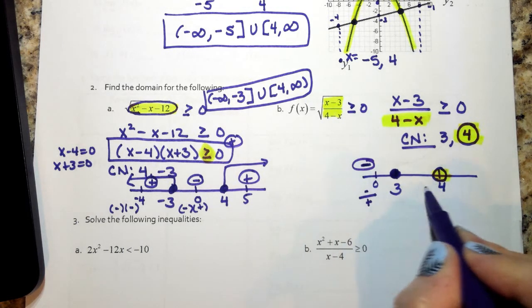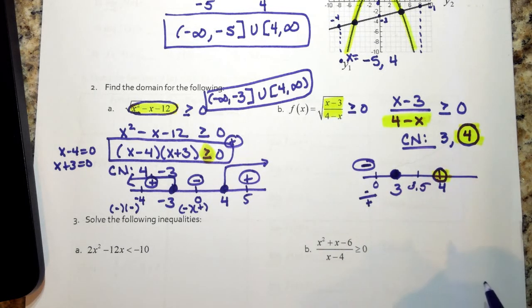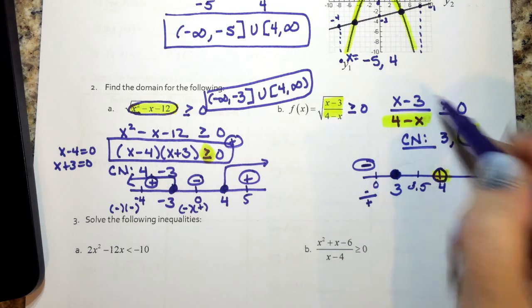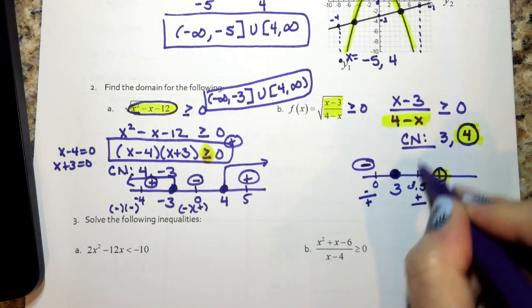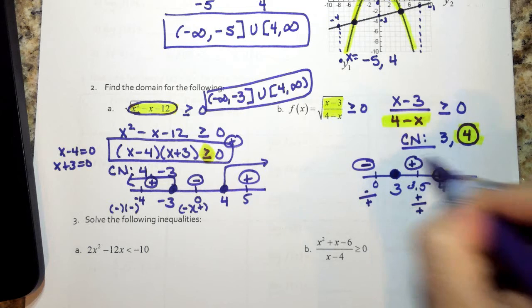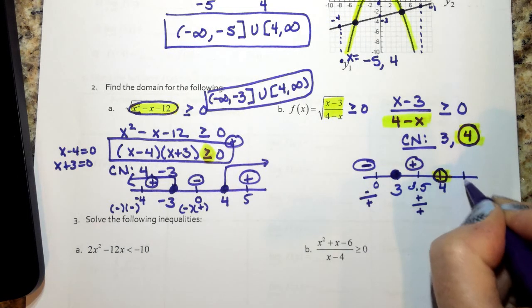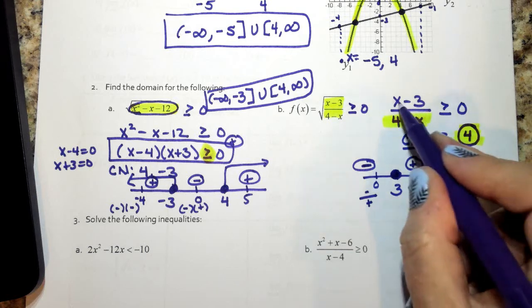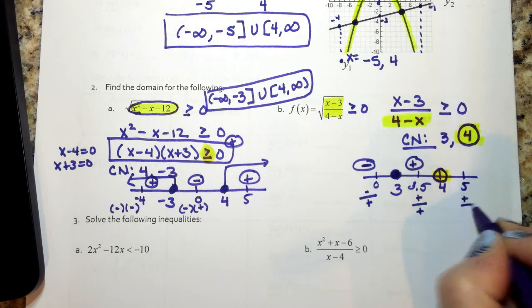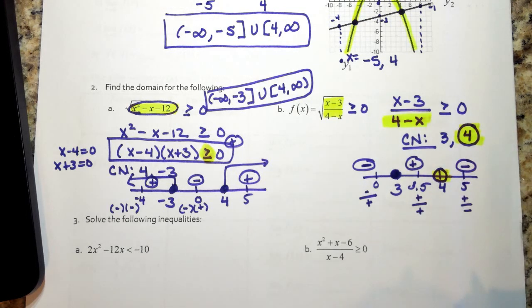Now when I pick a number between 3 and 4, I'm just going to have to use a decimal of 3.5. 3.5 minus 3 is a positive number. 4 minus 3.5 is a positive number. So I know numbers between 3 and 4 would be positive. Then finally pick a number greater than 4, so I'll pick 5. 5 minus 3 is a positive number on the top, but 4 minus 5 is going to give me a negative in the denominator. So numbers greater than 4 would be negative.